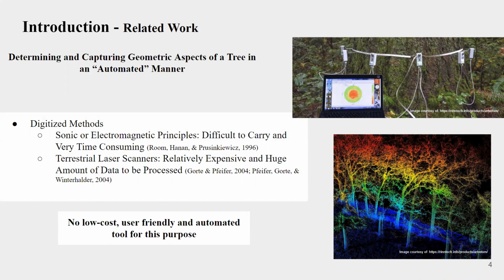Some digital approaches for planning a plant structure have been developed, generally based on sonic or electromagnetic principles. These strategies are impractical for wider area since they are difficult to implement and take a long time to use. Recently, terrestrial laser scanners were utilized to reconstruct the architecture of trees. Even though they can properly reconstruct tree architectures, they are very expensive and generate a large quantity of data that must be processed. So we can say that there is no tool that has all the characteristics that we want in one place, such as being low cost, user friendly, and automated.